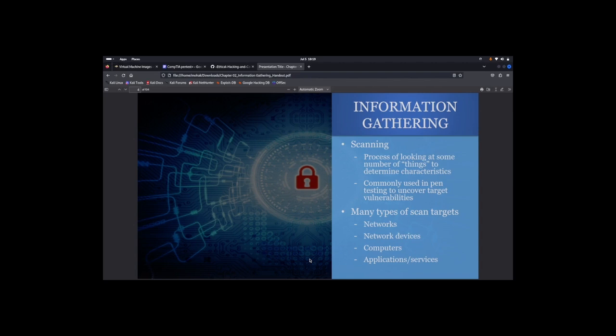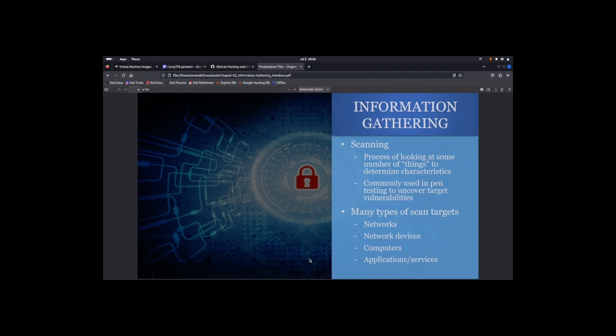Scanning is a process of looking at a number of things to determine characteristics. Basically, you are scanning a particular person, organization, or website in order to get some information from them. What it does is reveal some vulnerabilities and weaknesses in a particular system. So those are the kinds of things we can scan. Scanning means we are introspecting that particular website.